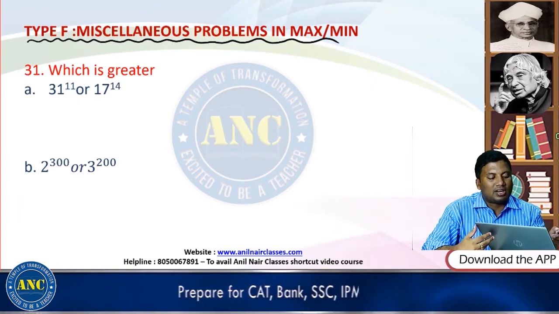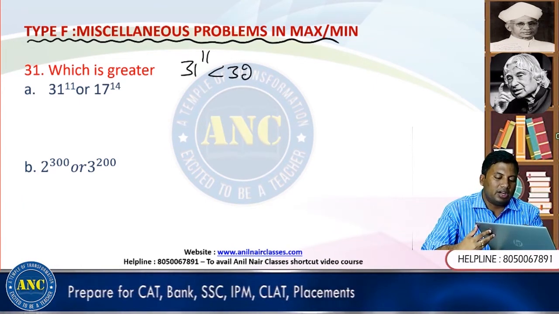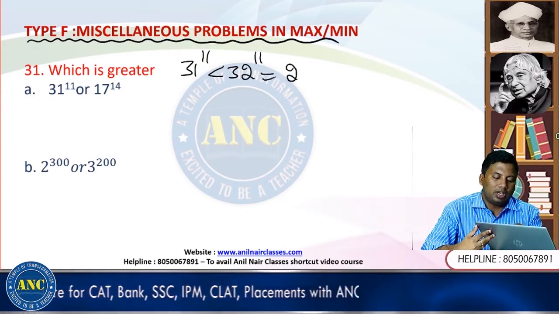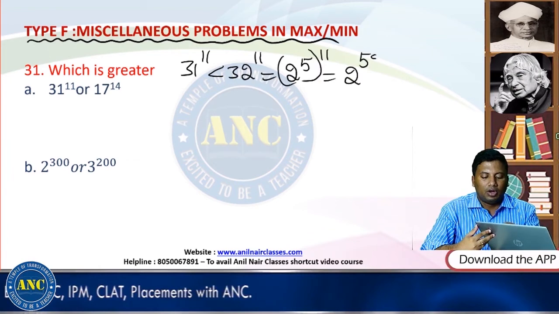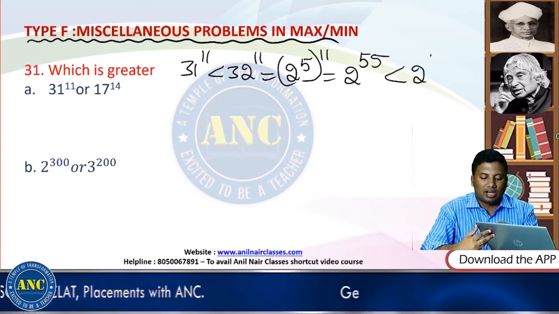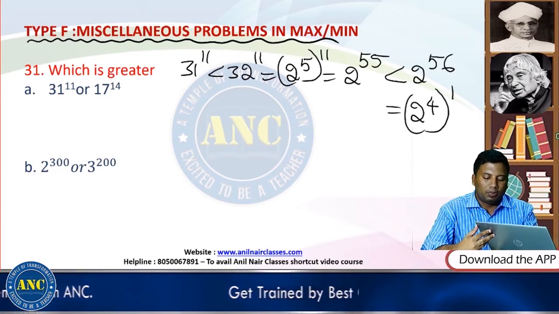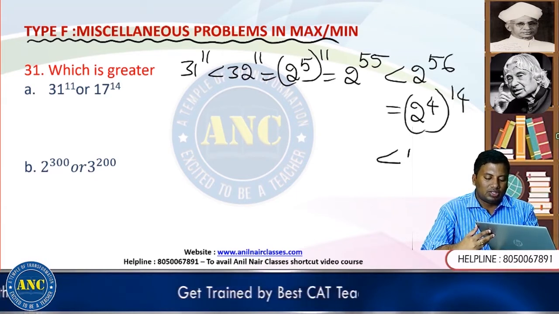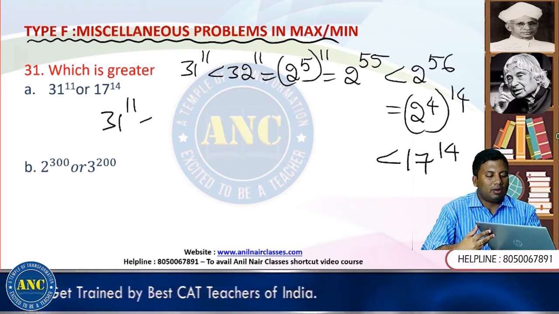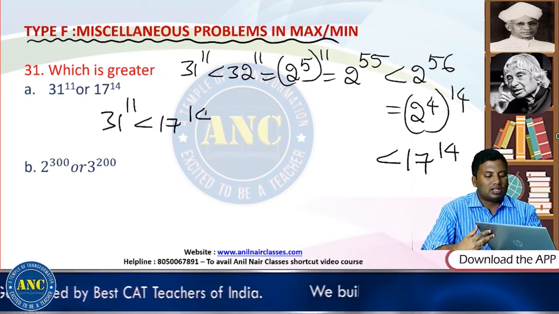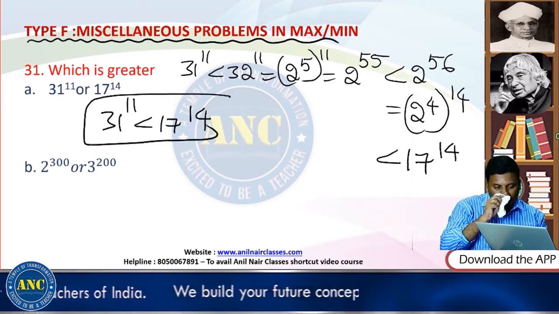31 power 11 or 17 power 14. 31 is less than 32 power 11. 32 is 2 power 5, power 11. 5 11s are 55. 2 power 55 is less than 2 power 56. 2 power 56 is 2 power 4, power 14. 16 is less than 17. So therefore 31 power 11 is less than 17 power 14. I hope the idea is clear.